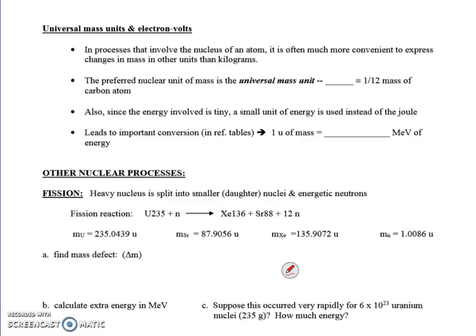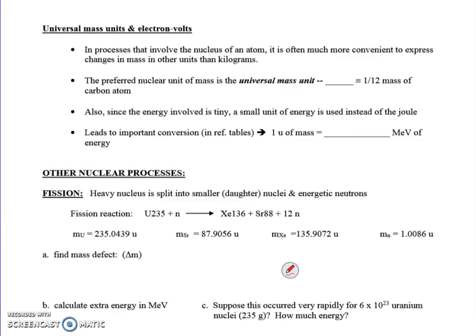So in this tutorial, we are going to pick up on our conversation about converting mass and energy and the equation E equals mc squared. We've talked about annihilation of matter and antimatter and how much energy it can produce. Now we're going to focus on nuclear fission and nuclear fusion.